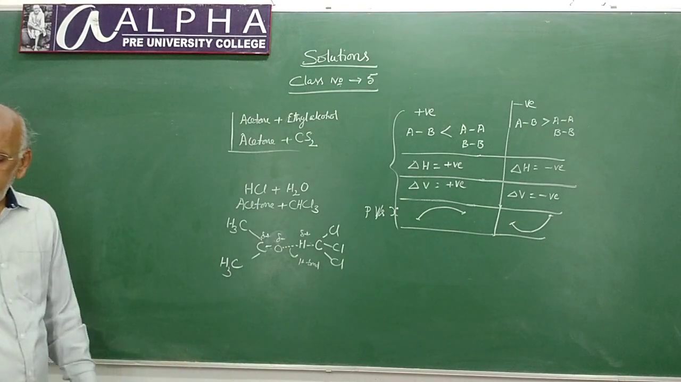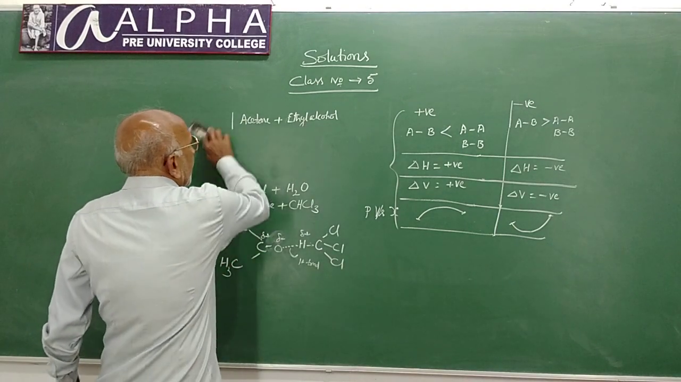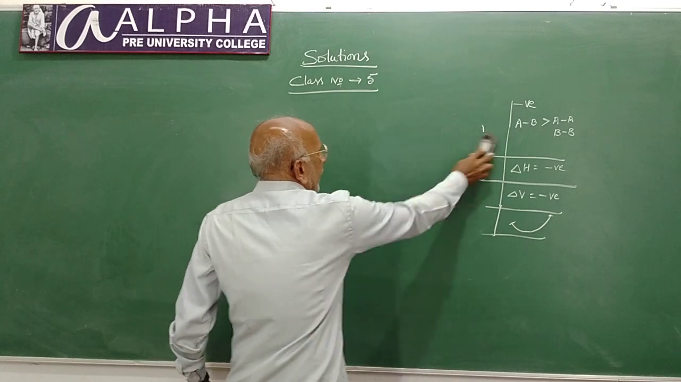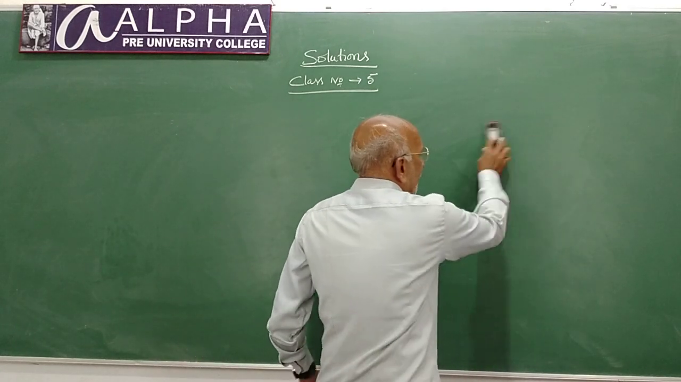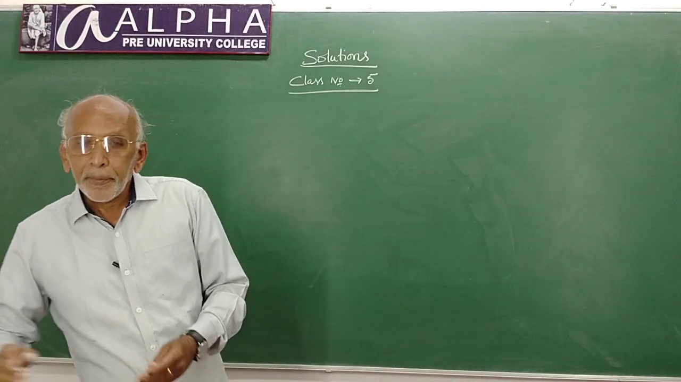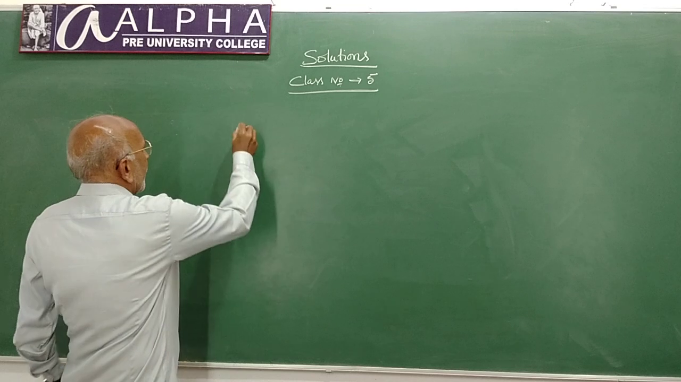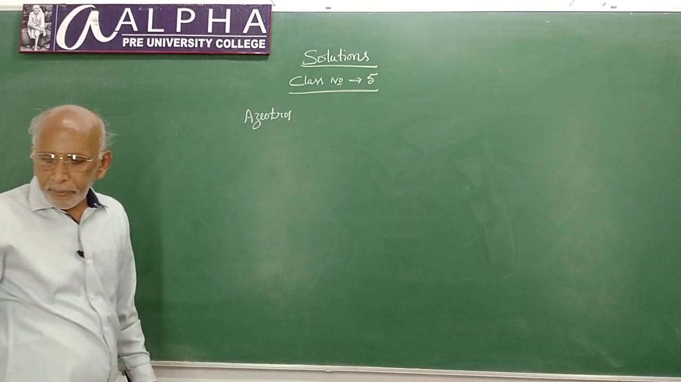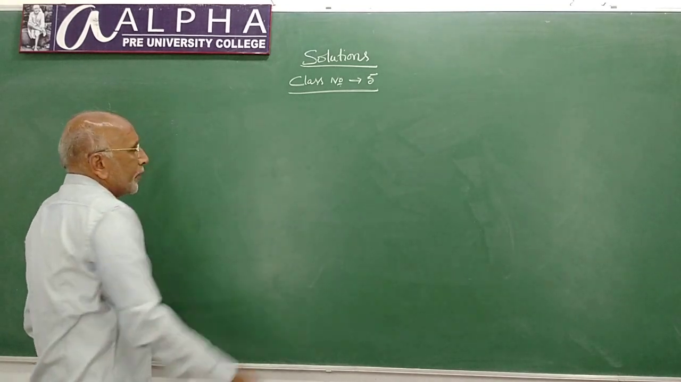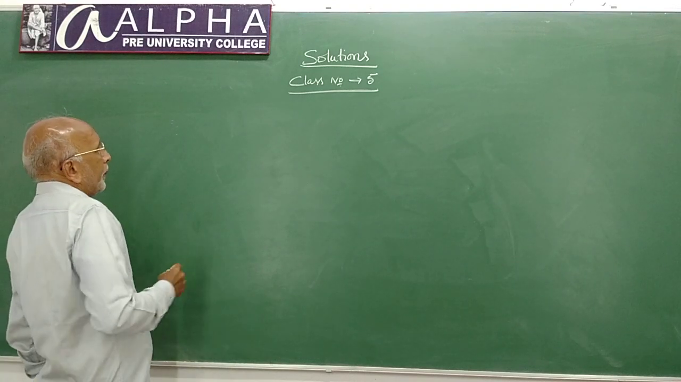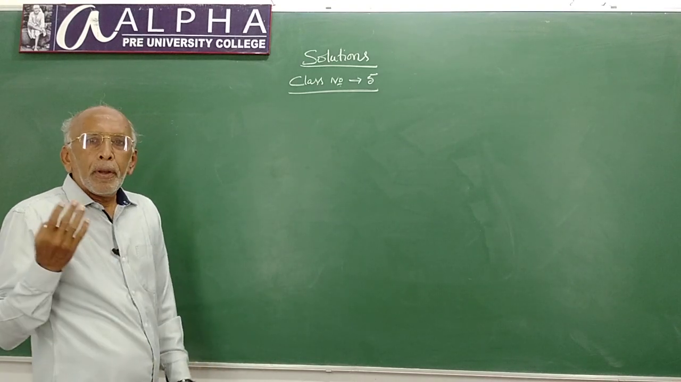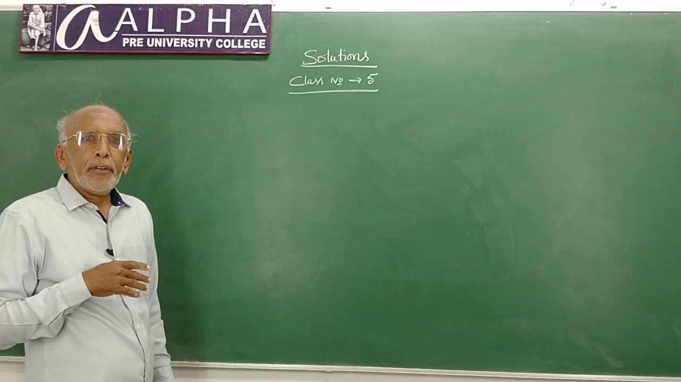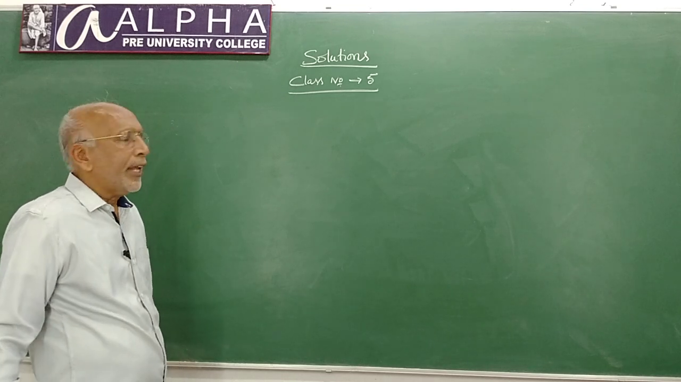So this is about the non-ideal solutions showing positive deviation and negative deviation from Raoult's law. Next is azeotropes. Before that, I would like to give the plots of vapor pressure against mole fraction of constituents of ideal solutions and two types of non-ideal solutions.